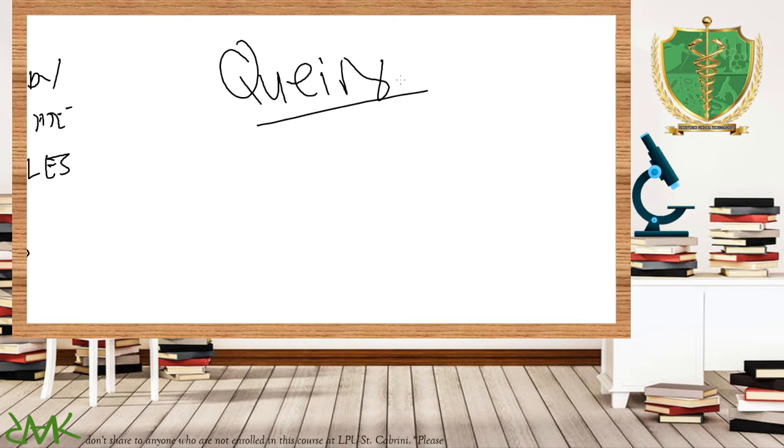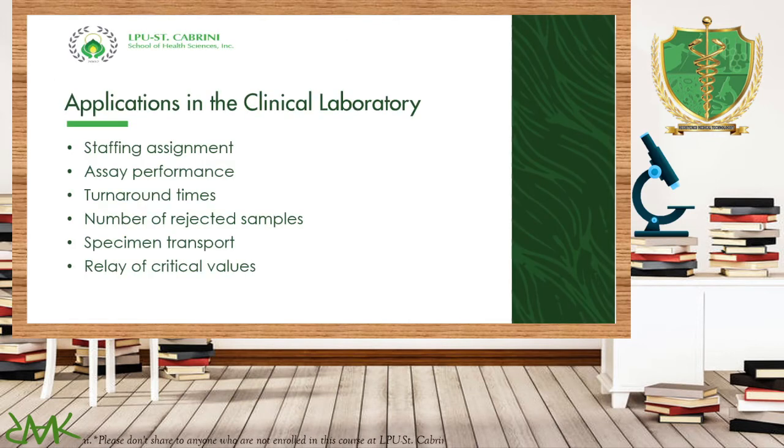Like in banks, no? In banks, you get a number and check where you are in the line. And that queuing system will help the chief medical technologist know how long a patient is waiting for his or her turn to have his or her blood drawn. Okay? Those are some of the applications of Six Sigma, Lean Six Sigma, in the clinical laboratory. Okay?